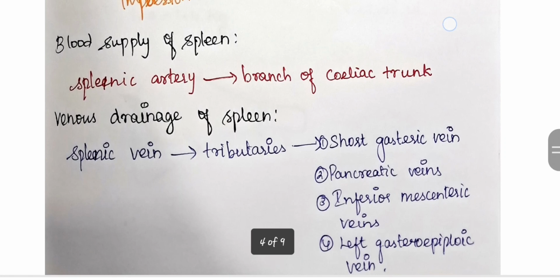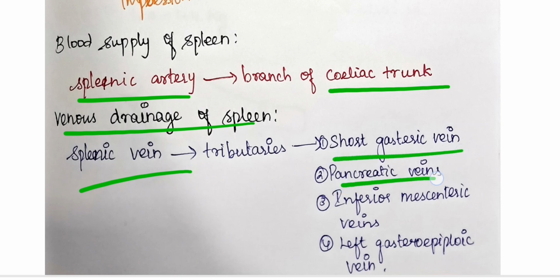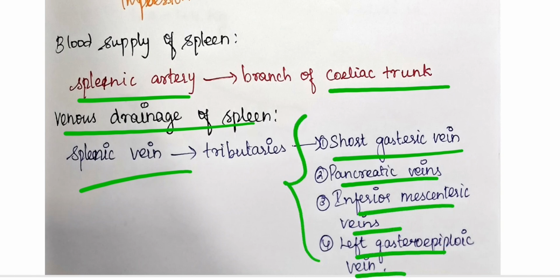Coming to the blood supply, the splenic artery is the main artery which supplies blood to the spleen. The splenic artery is a branch of the celiac trunk. Coming to the venous drainage, the splenic vein is involved. Its tributaries include the short gastric veins, pancreatic veins, inferior mesenteric vein, and left gastroepiploic veins. These are the veins mainly involved in the venous drainage of the spleen.